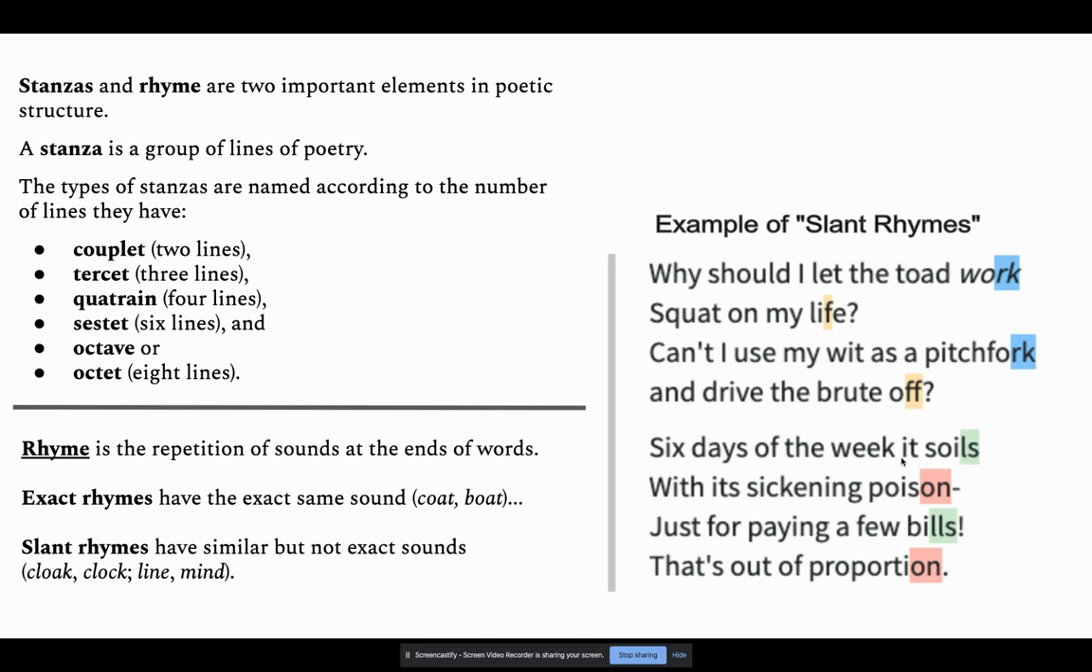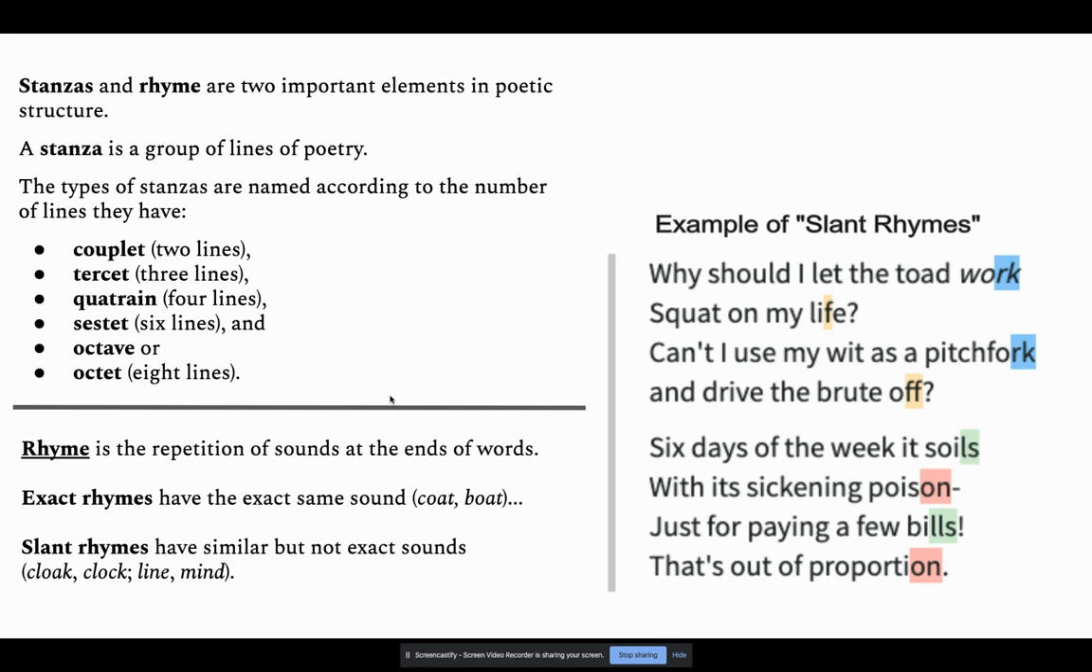Six days of the week it soils with its sickening poison just for paying a few bills. That's out of proportion. We have poison, proportion, soils, bills. They end with the same consonant sound. So slant rhyme is a little harder to identify, but they are roughly the same consonant sounds, but not an exact rhyme.